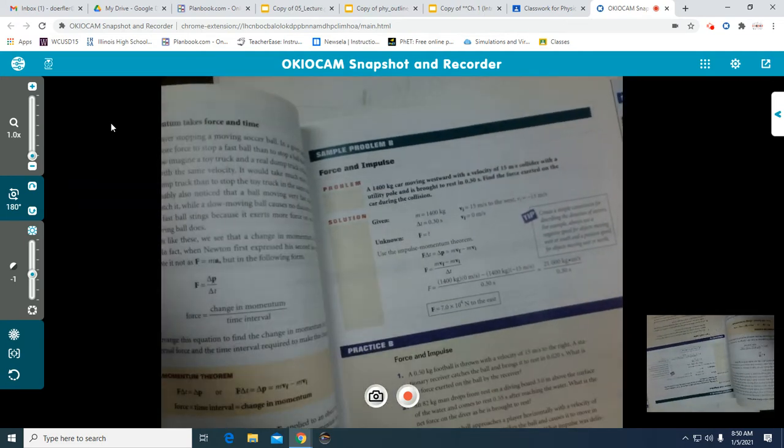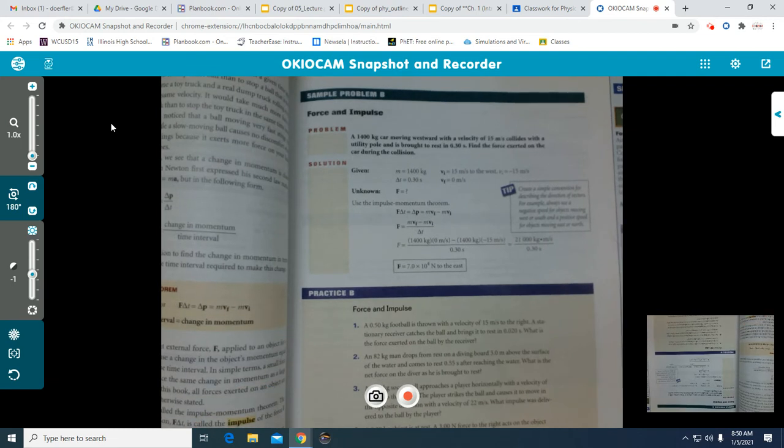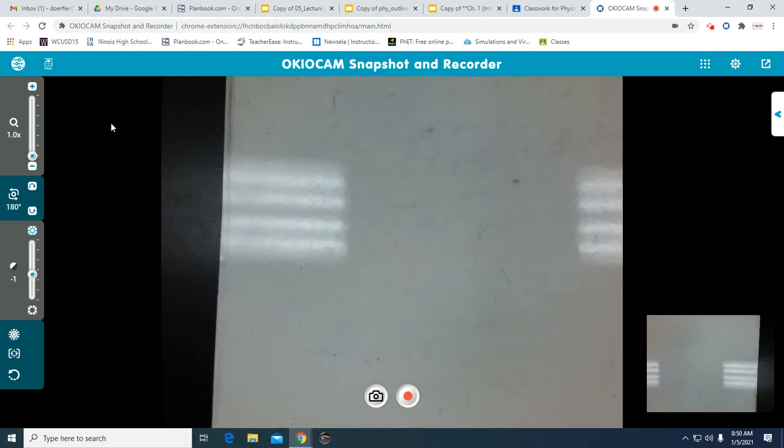So number 1 says a 0.5 kilogram football is thrown with a velocity of 15 meters per second to the right. A stationary receiver catches the ball and brings it to rest in 0.020 seconds. What is the force exerted on the ball by the receiver?